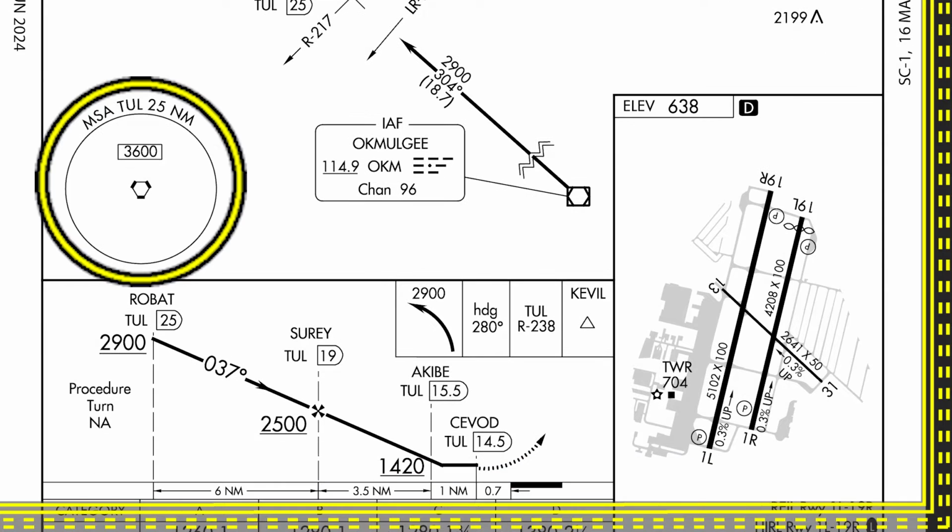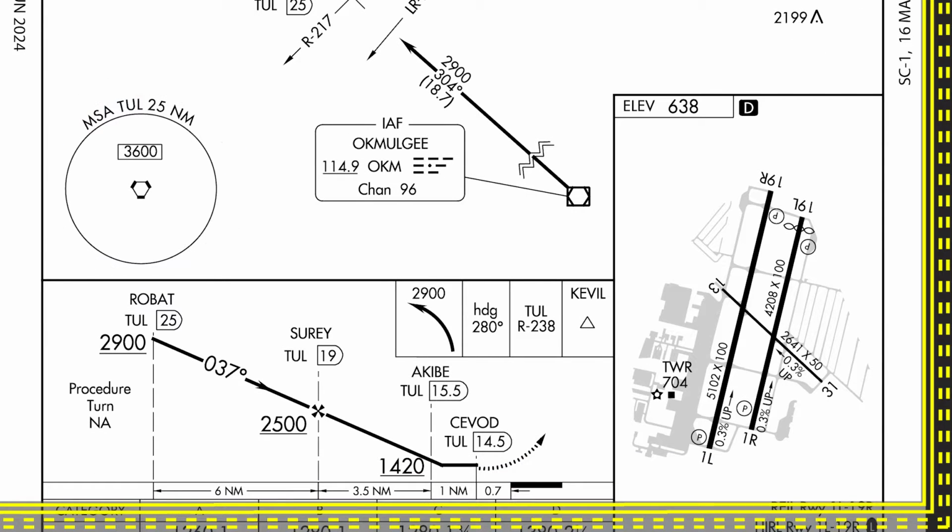The minimum safe altitude within 25 nautical miles of Tulsa is 3,600 down here. So obviously we're not going to go below that. If we look at the side view down here at the bottom, once we hit Robat, we're going to come down from 2,900. We can go all the way down to 2,500 until Surrey, which is our final approach fix at the 19 DME. And it's got that X marks the spot. That's our final approach fix.